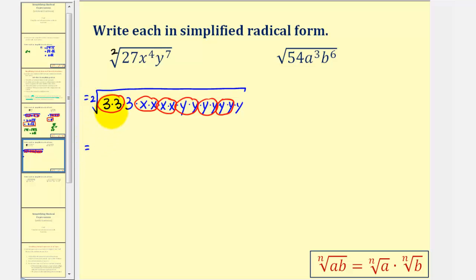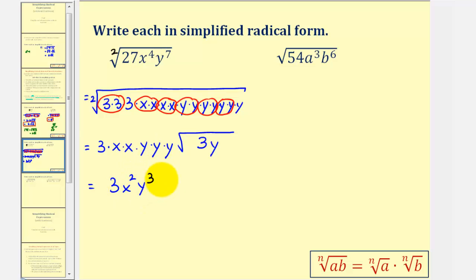So this will simplify to 1 factor of 3. Notice how we have 2 factors of x, again 1 from each group, and then 1, 2, 3 factors of y, again 1 from each group. We'd be left with the square root of whatever is not circled, which is 3y. So this would be 3x to the 2nd, y to the 3rd, square root 3y.